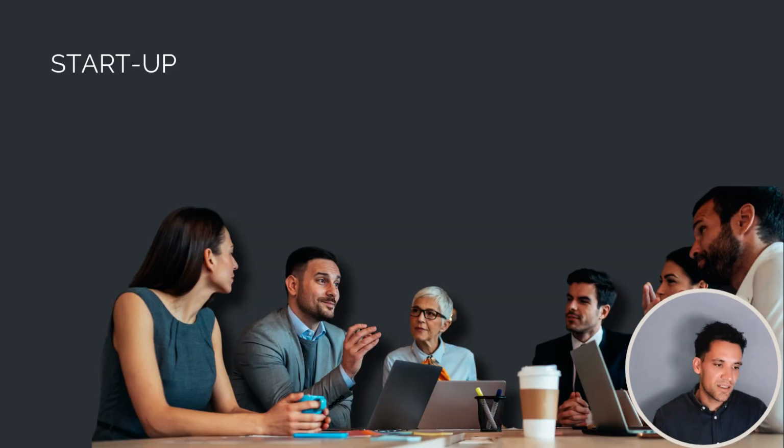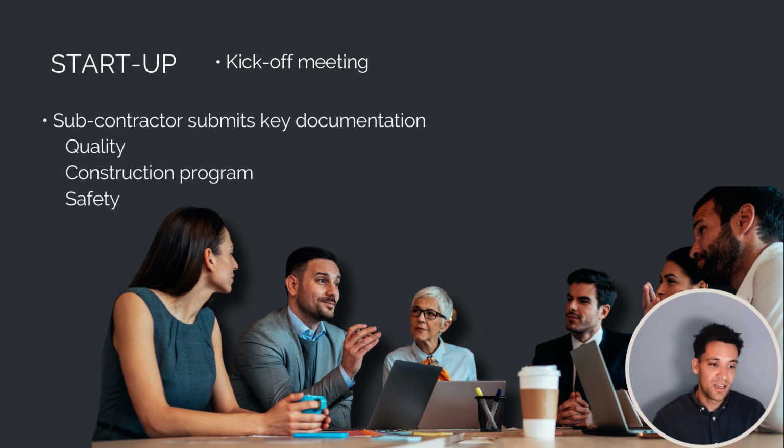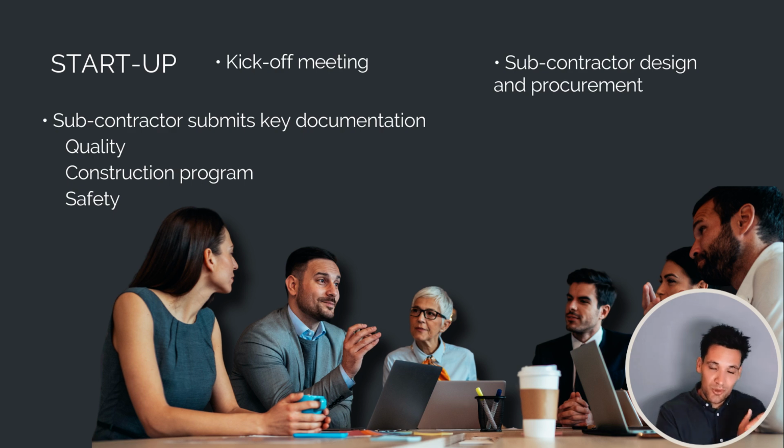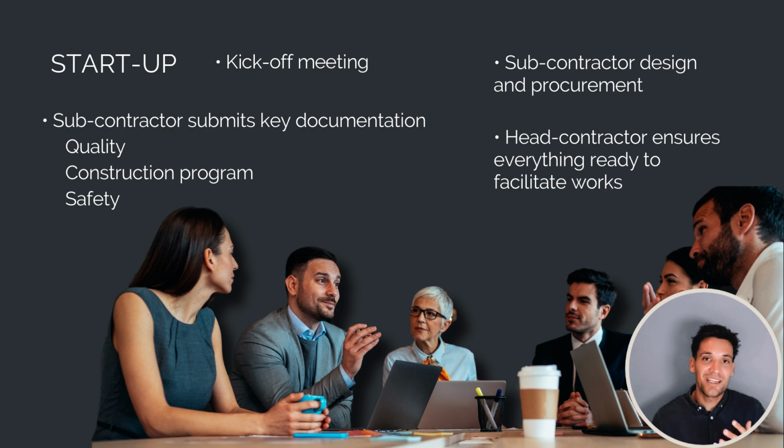Okay, so in terms of contract startup, always hold a kickoff meeting where you have an initial planning meeting and go through the scope of works. The subcontractor should submit their key paperwork they'll need to do the work. So their inspection and testing, their proposed construction program, any safety documentation, and if they're doing design, any design or shop drawings. The subcontractor will also need to do their procurement. So if they need to order materials, they'll do this now. And the head contractor is us. We need to ensure everything is in place for them to complete the work. For example, if we're free issuing them scaffold access to an area, we would check that the scaffolding's in place and ready for when they come to site.